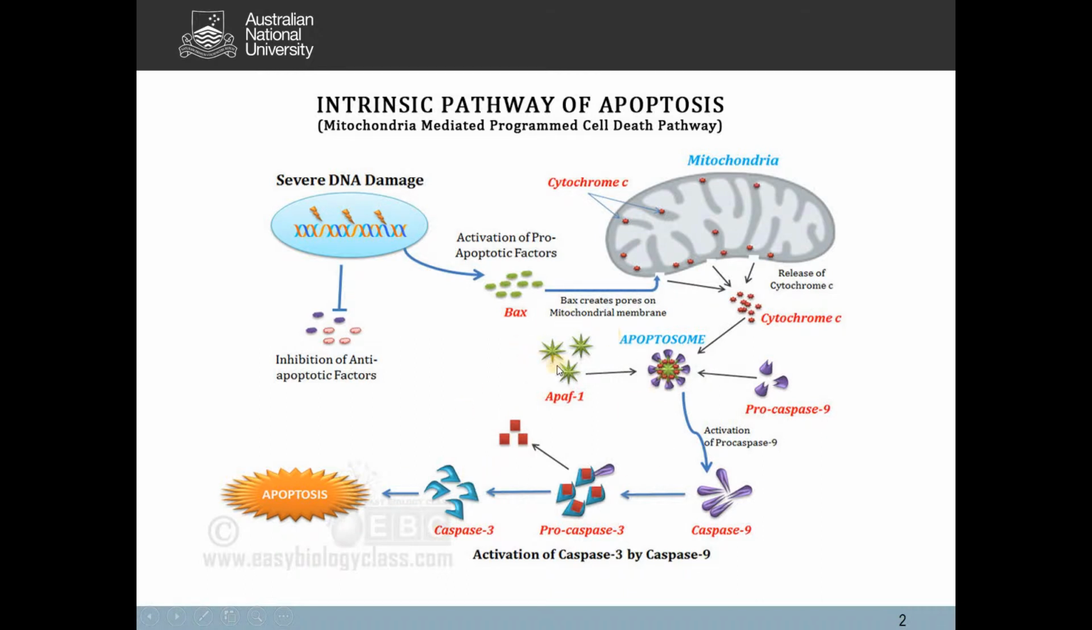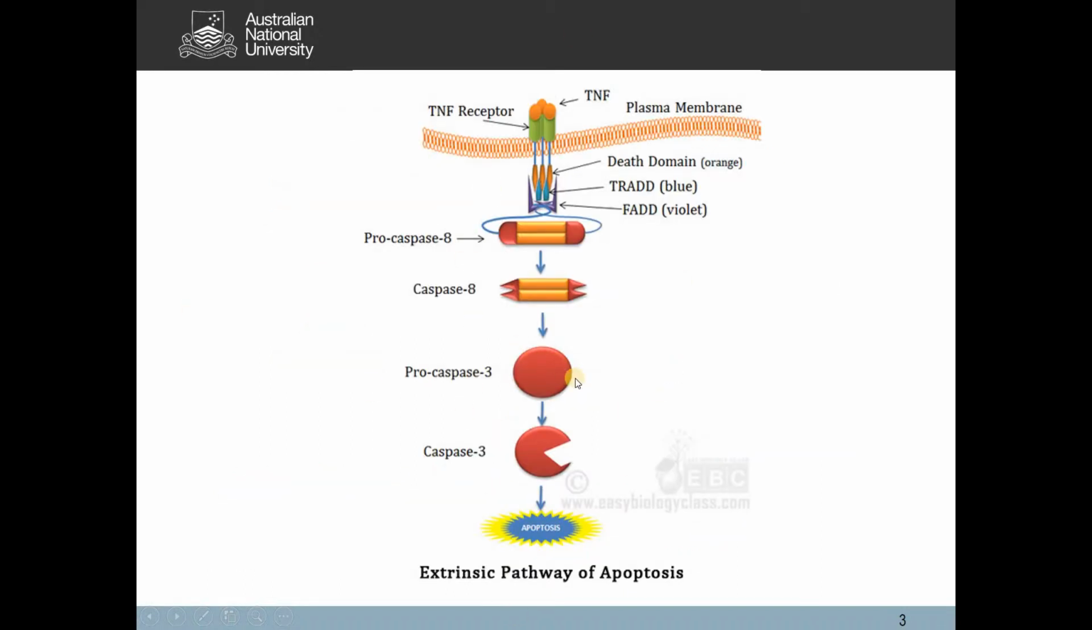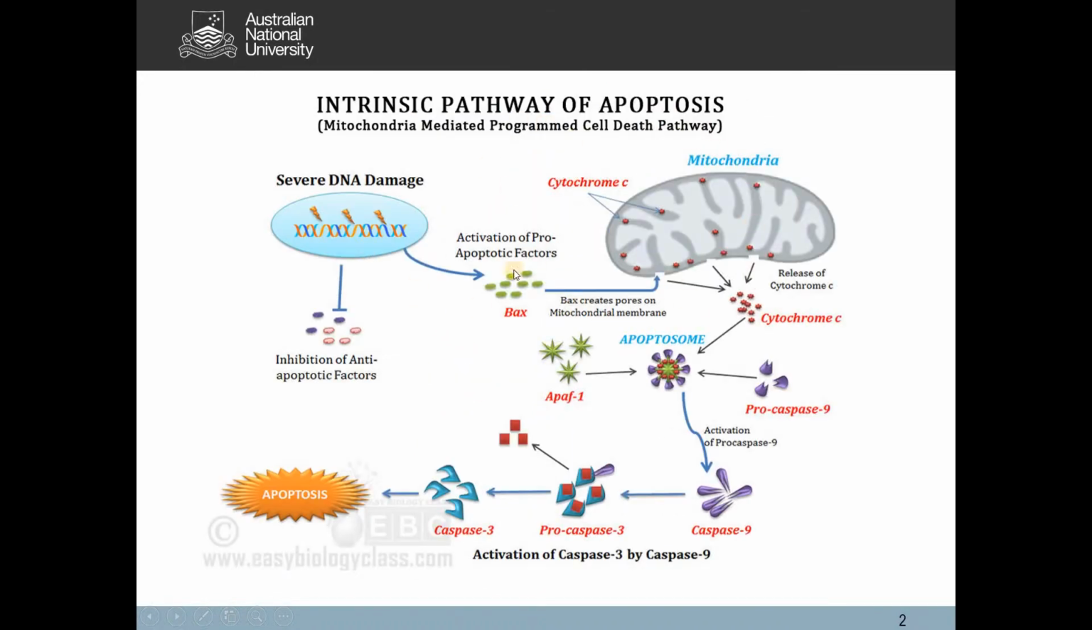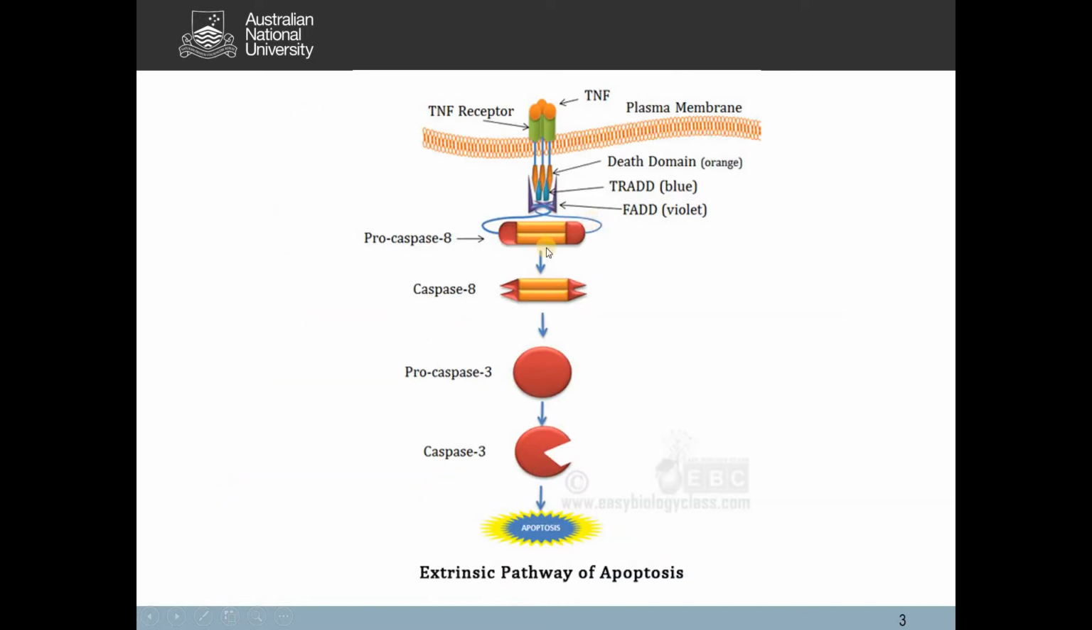Alright? Now I'm going to quickly talk about the extrinsic pathway as well. As you recall, the intrinsic pathway requires mitochondria, but the extrinsic does not require mitochondria whatsoever. It involves a TNF ligand on the plasma membrane. Upon binding of this TNF, which is a protein, an antibody for example, it would commit a series of caspase reactions, as you can see, forming a death domain.